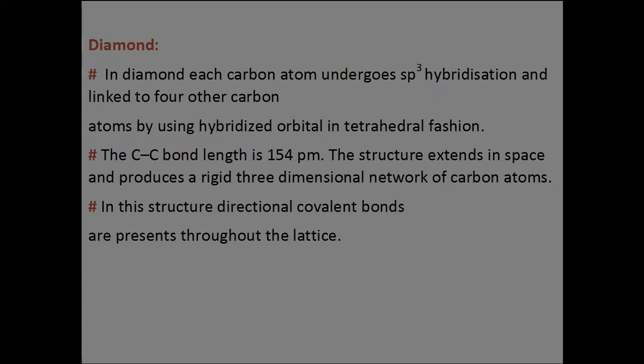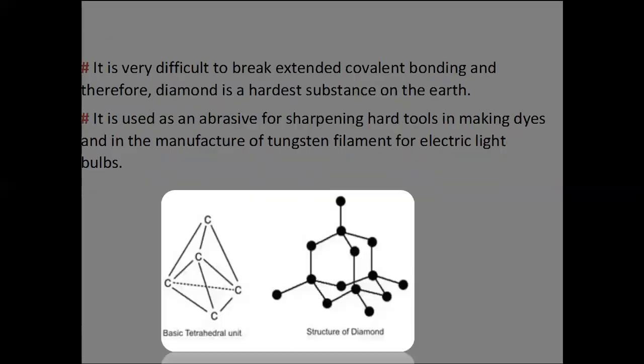Diamond. In diamond, each carbon atom undergoes sp3 hybridization and is linked to 4 other carbon atoms by using hybrid orbitals in tetrahedral fashion. The carbon-carbon bond length is 154 picometer. The structure extends in space and produces a rigid three-dimensional network of carbon atoms. In this structure, directional covalent bonds are present throughout the lattice.